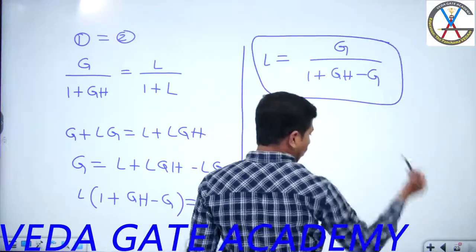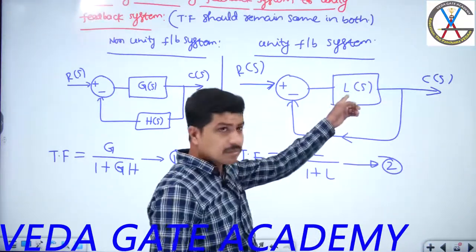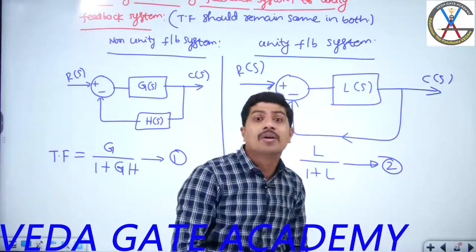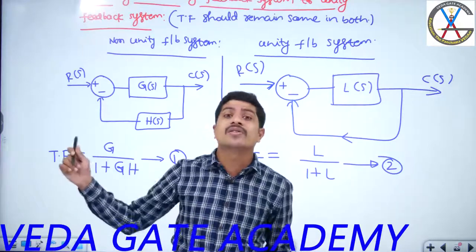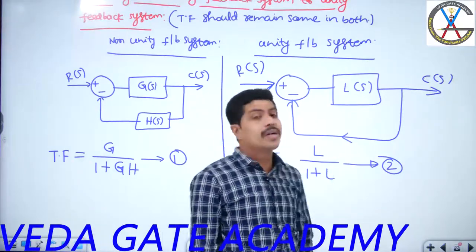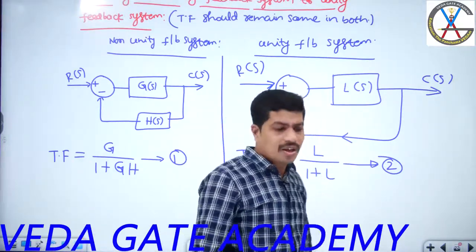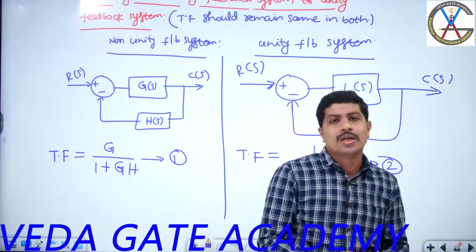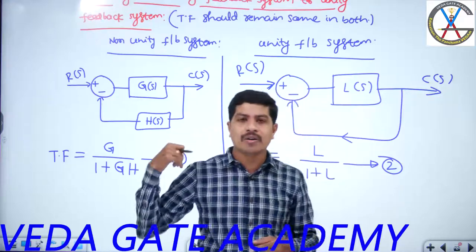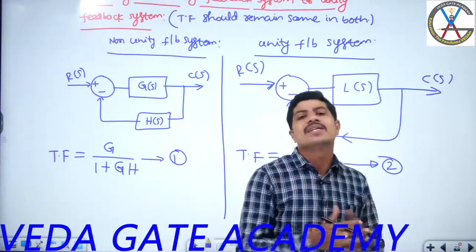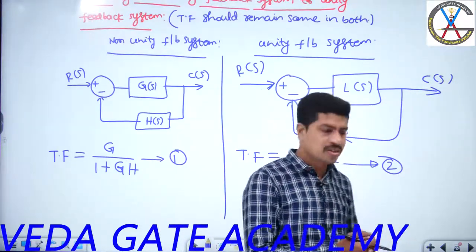If you keep this much in place of L of S, then you are going to get this transfer function; both are the same. Here, the non-unity feedback system is converted to unity feedback. So whatever operation you do, the transfer function should not change. Keep that in mind. We converted a non-unity feedback system into a unity feedback system. That much simple it is.